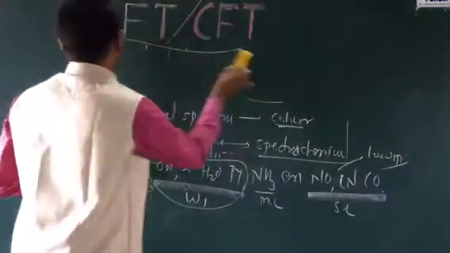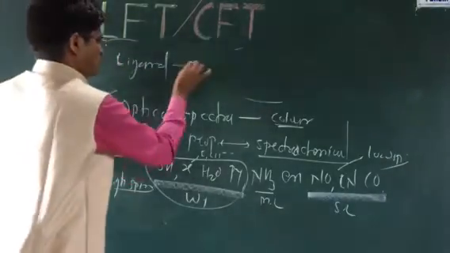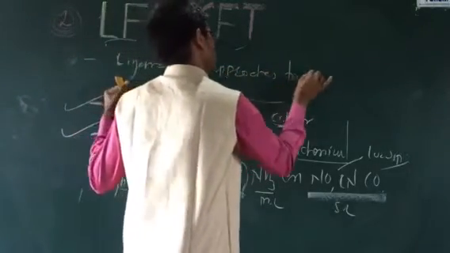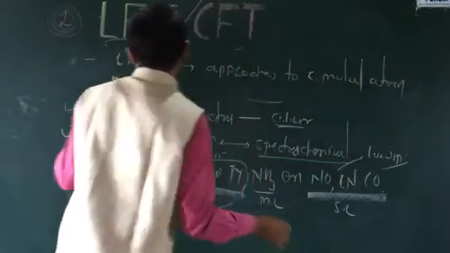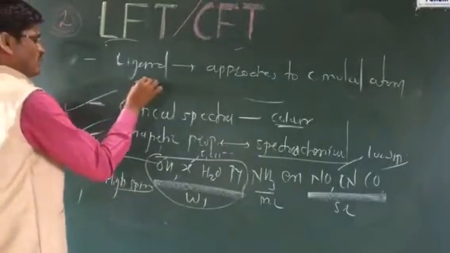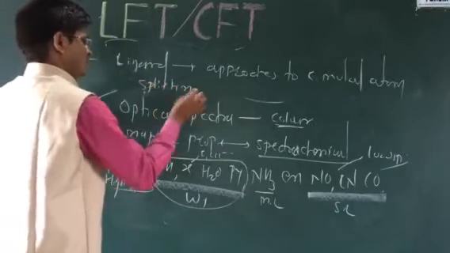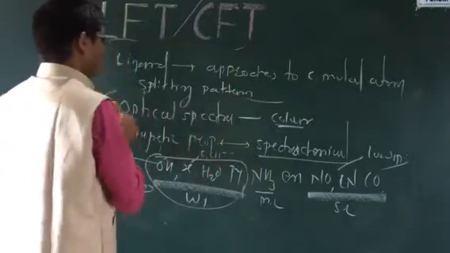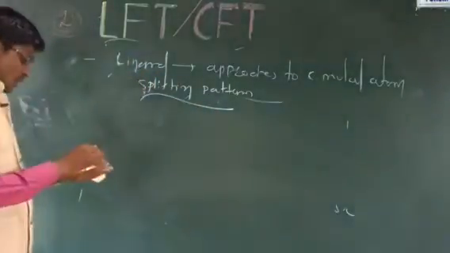Another most important assumption is that when the ligand approaches the central metal atom, splitting takes place. Very important: splitting takes place, the splitting pattern. So how is the splitting pattern, and how does the ligand approach the central metal atom? Look at how the splitting pattern is generated here.